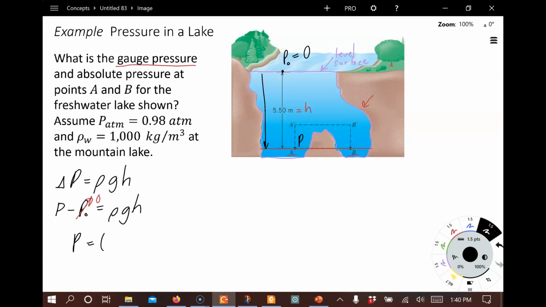A distance of 5.5 meters. Well, the density of fresh water is 1,000 kilograms per meter cubed, and the gravitational constant is 9.8 meters per second squared, and the height below the surface in this case is 5.5 meters. If we calculate that pressure, we'll get a value of 53,900.